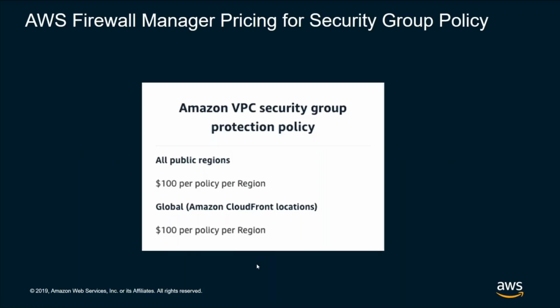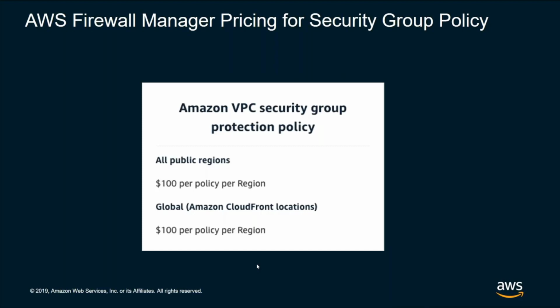And Firewall Manager pricing. This is often one of the questions that you might have. Firewall Manager charges $100 per policy per region, and this applies to any type of policy that you create, and applies to a VPC security group policy as well. That means a common security group policy or audit policy that you create.